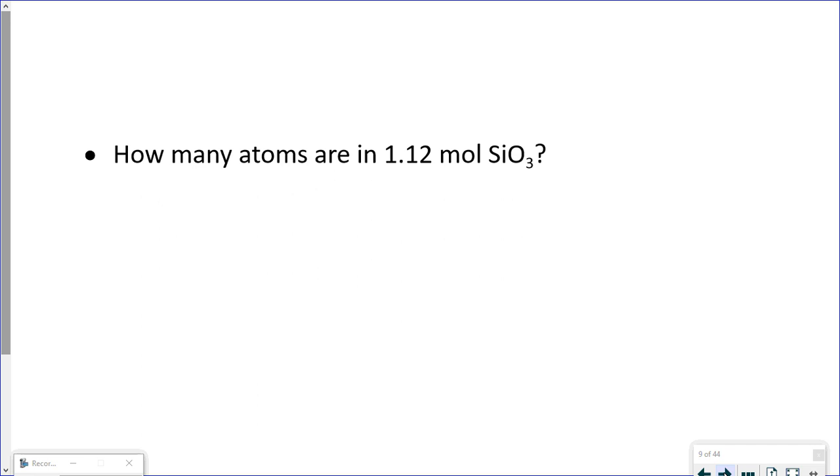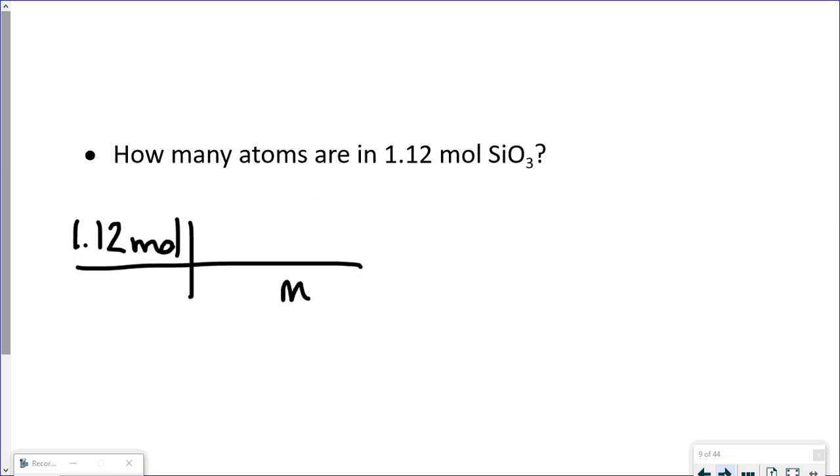So same deal. Always start with what is given. We have 1.12 moles. And we are trying to get to atoms. So we no longer need moles. So that will move to the bottom in our next step. And atoms will be on top. Remember, our conversion is 1 mole is always the 6.02 times 10 to the 23rd atoms. That cancels out our unit of moles, leaving us with atoms.